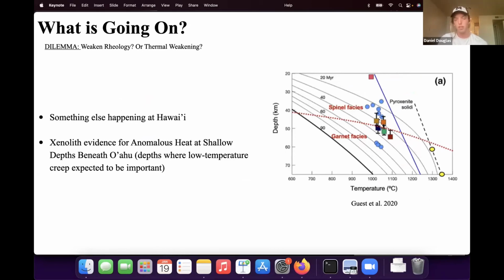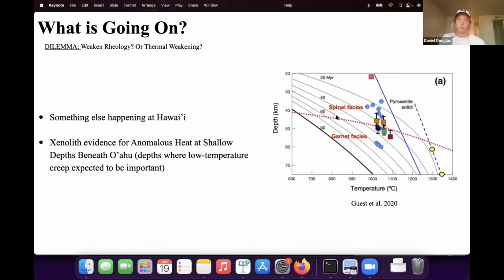And part of the motivation for this came from the study by Guest et al. in 2020, which looked at xenolith samples erupted from beneath the island of Oahu. And I'm showing a figure from that study here. This is a depth versus temperature plot. And we're seeing cross-cutting this plot different geotherms from the Parsons and Sclater plate model of varying seafloor age. So we have at the bottom here, this bold black line is the 90 million year geotherm, and then decreasing up to a 20 million year geotherm up here.